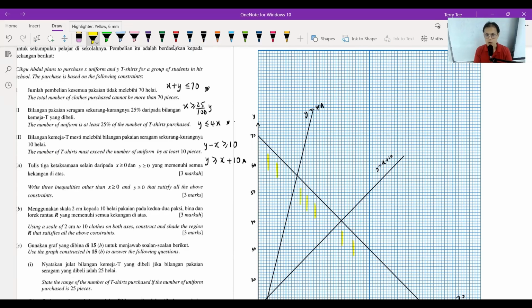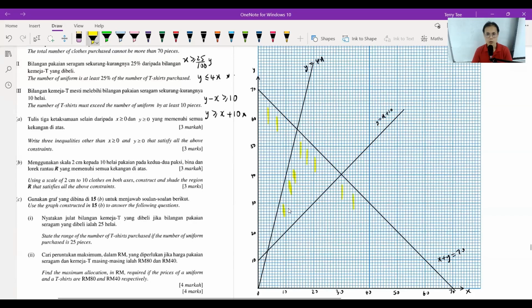Second one, y must be less than or equal to 4x. I know it must be below here. It could be below here though. So we know for sure this is out. Third one, y greater than or equal to x plus 10. So it should be above here. So we know this is out. This is out. So your region should be inside your triangle. This is your rantau R.